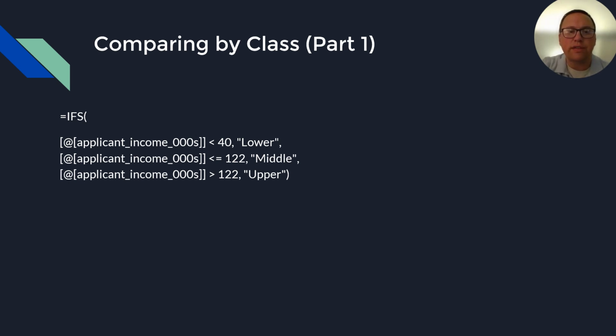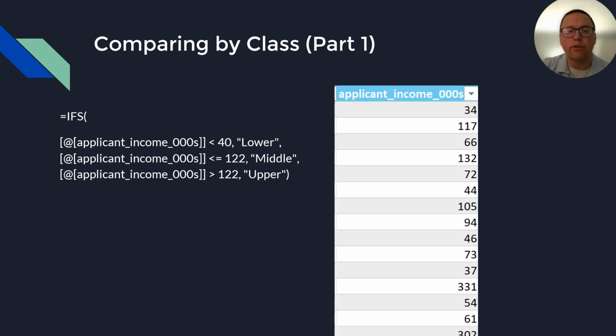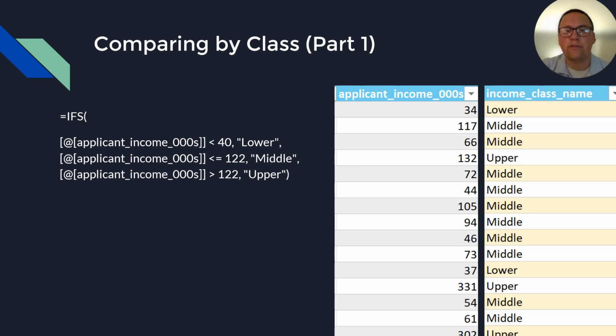This IFS function says if the income is less than 40,000, attach the name lower for lower class. Then once it's sorted those, any up to or equal to 122,000 would be labeled middle for middle class. And all incomes above 122,000 were labeled upper, which took a column that looked like this and produced a column that looks like that.